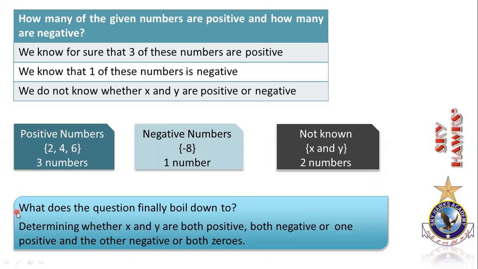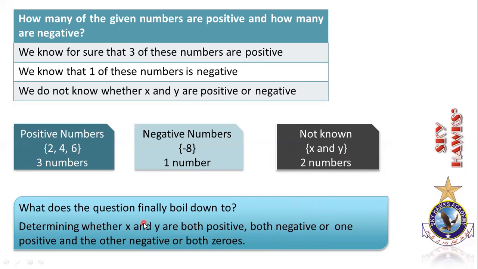Okay, what does the question finally boil down to? Determine whether X and Y are both positive or both negative, or one positive and the other negative, or both zeros. So the only possibilities about this unknown box are that X and Y may both be positive, they can also be negative numbers, and they can also be zeros. One of them is zero, both are zeros, one is negative, one is positive. So these are all the possibilities.